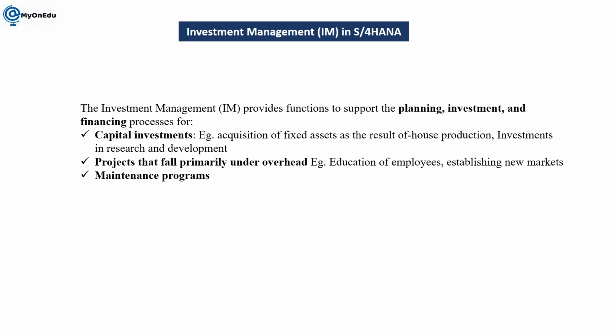So what are the different types of project for which you can use IM? That is capital investment, for example acquisition of fixed assets, or you are constructing a house, or an investment in research and development. Next are projects that fall primarily under overhead, like education of employees and establishing a new market. So for example, if you are taking this, education of employees.